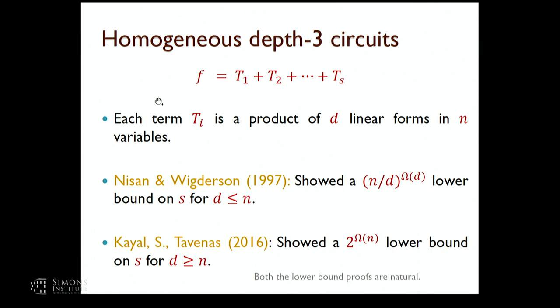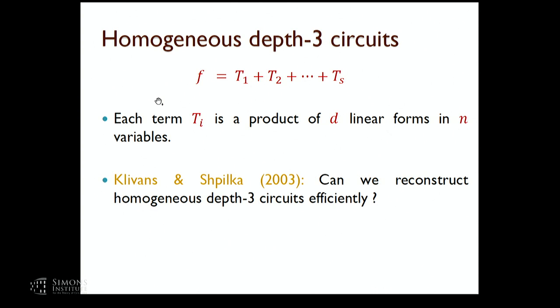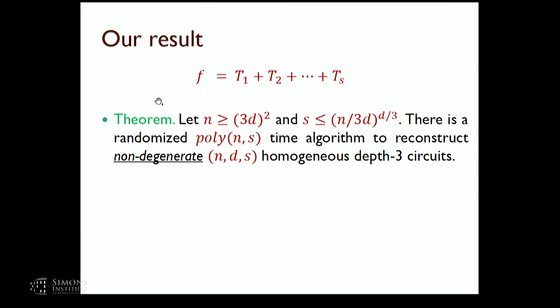So the obvious next question is, if you have very good natural lower bounds for this model, can we do learning for this model? And this was also posed as an open problem by Kayal and Saha, whether we can actually do this. Now, let me state what we have.